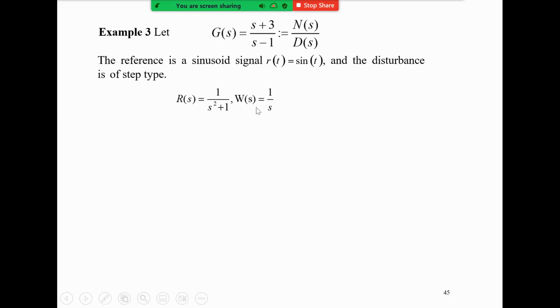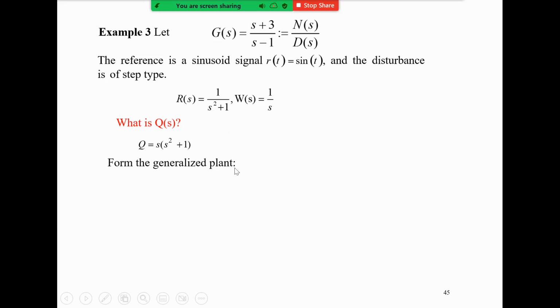So you get the Laplace transform of this sinusoid: sin t is 1 over s squared plus 1. And because the disturbance is a step type, it is 1 over s. In this case, let's go through all the steps one by one. What is Q? What is Q? You have to put them together: s squared plus 1 times s, because both of them are unstable.